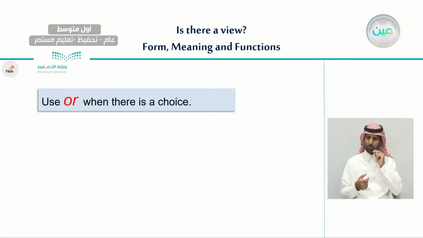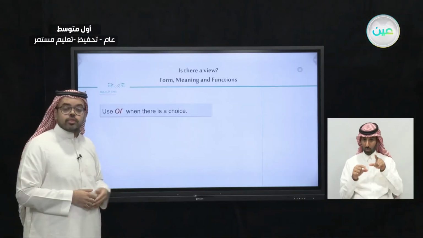The other conjunction word we have is or. And we use or when there is a choice. When you have an option, we would use or. Let's see the examples.